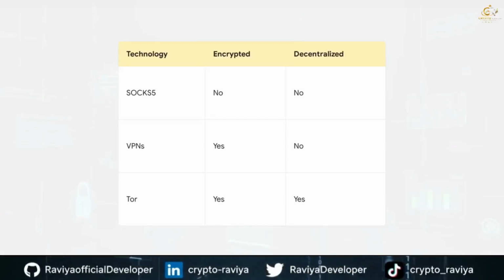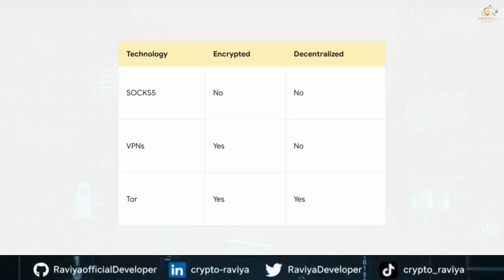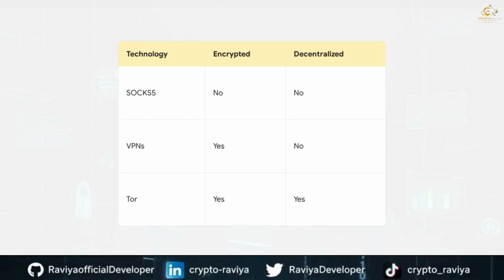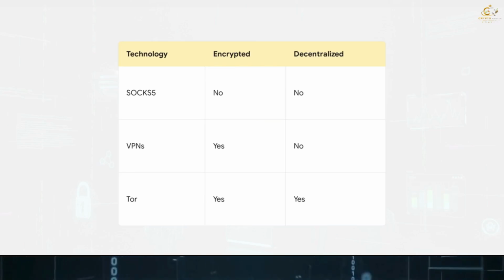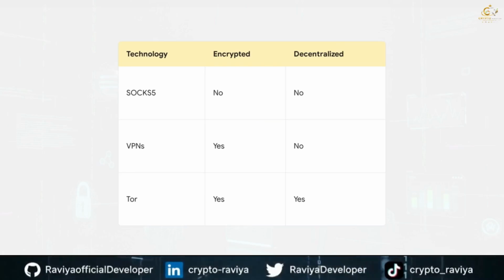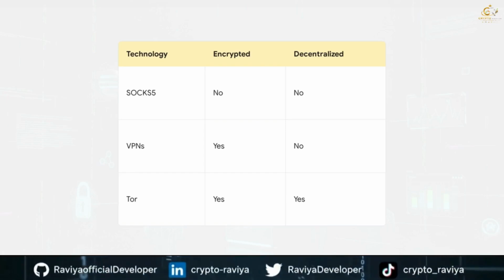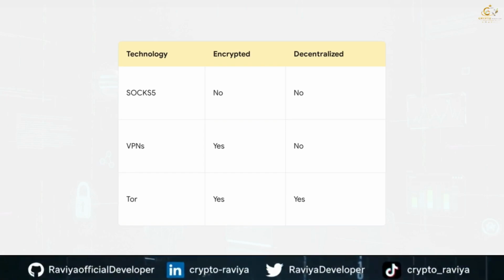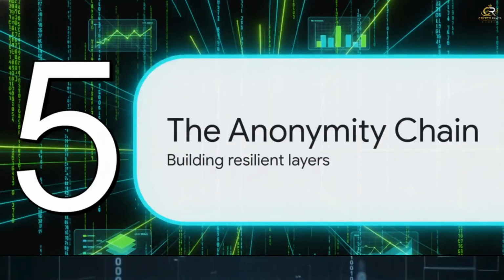So comparing these technologies, our evolutionary journey becomes crystal clear. SOCKS5 proxies give us routing, but completely fail on native encryption and decentralization. VPNs encrypt everything beautifully at the OS level, but fail the decentralization test. Tor is the only technology here, sitting up at the application layer, that successfully delivers both true end-to-end encryption and the decentralized architecture.